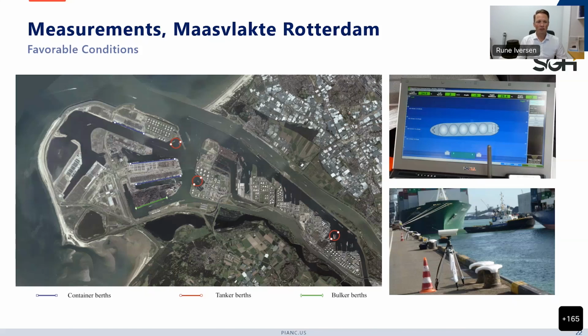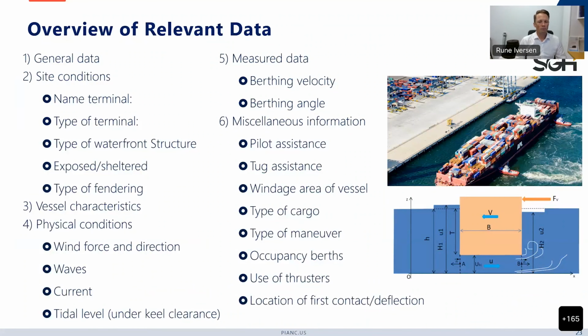As part of collecting all this data, there was a lot of information collected along with just the velocity and the angle that was recorded. So general data for the terminal: what kind of site conditions do you have, name and type of terminal, what kind of waterfront structure are you dealing with, is it exposed or sheltered, berthing conditions, and also what type of fenders do they have at these sites.